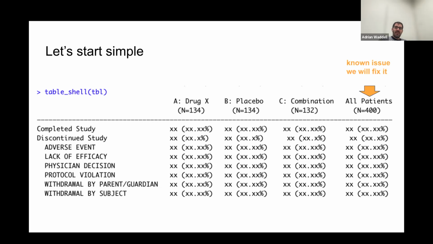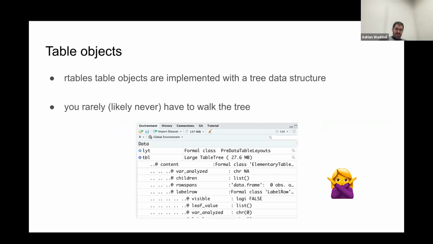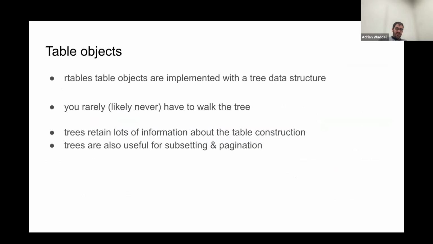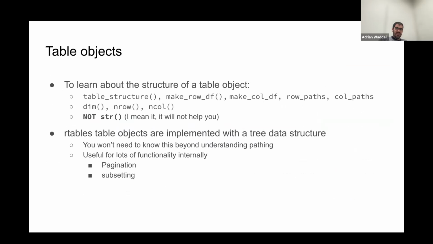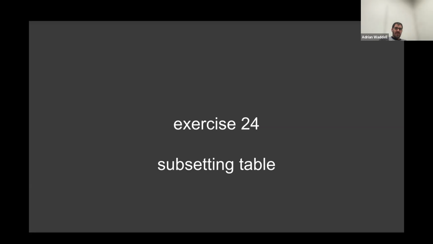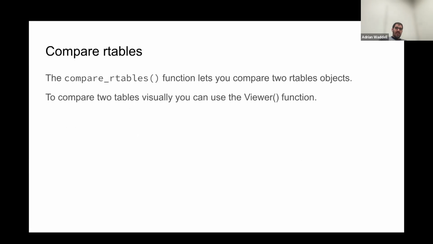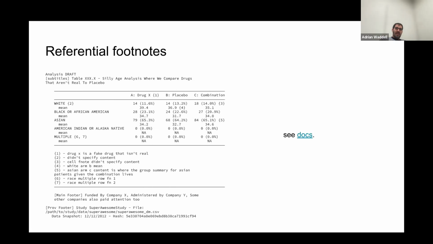We're going to fix this, that it still shows in the end. I'm going to skip over all of those. There are tree structures. We just need to understand there are trees, and then you can access those tables. I think we use that in pagination. It's relevant when you rbind, cbind. You can compare tables based on those tree structures. There are many nice properties that come from the tree structures.